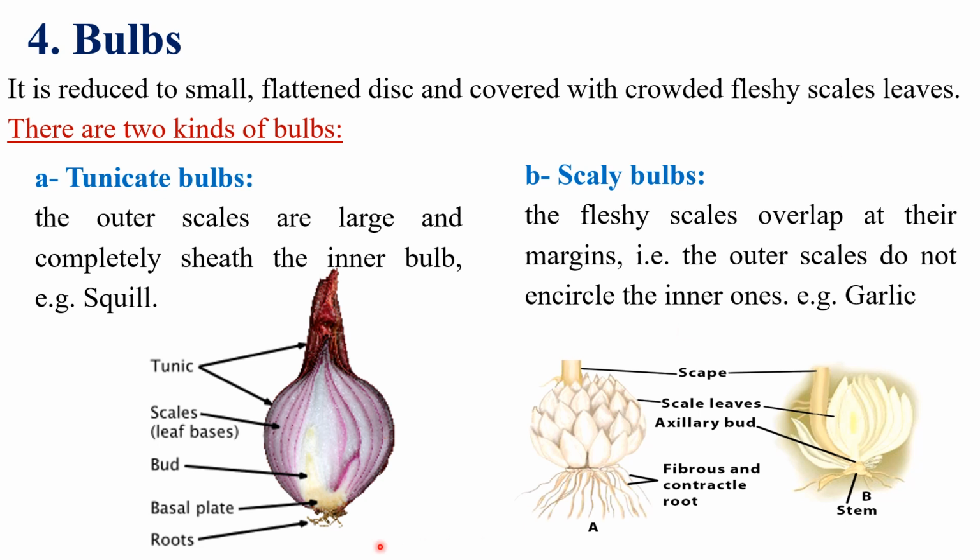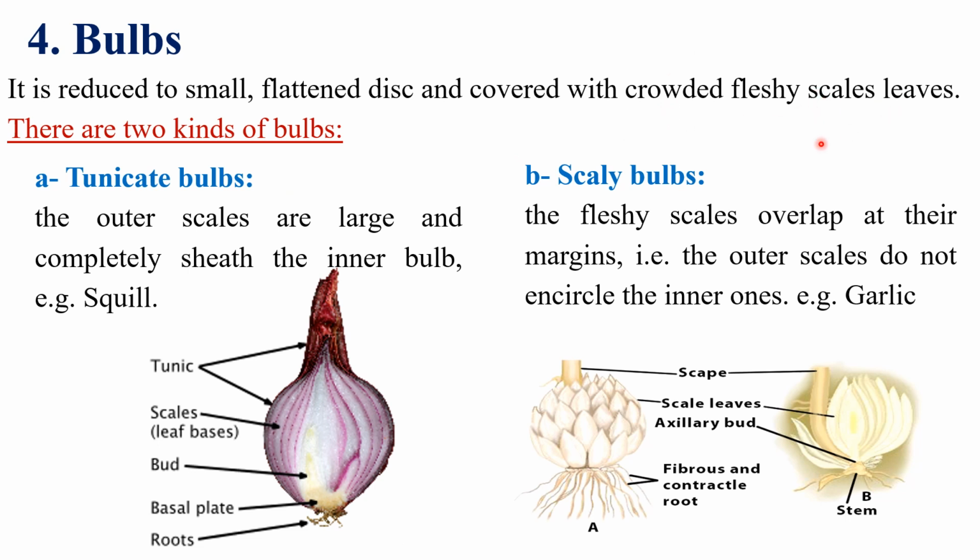This hard part with fibers or hairs that we cut with a knife and remove before eating or using garlic and onion in our cooking. This part actually is the subterranean stem. This compressed hard disc is a subterranean stem, and these fibers or hairs arising from it are the adventitious roots. So what we are eating is actually the scaly leaves present on the underground stem. So bulbs can be defined as a small flattened disc covered with crowded fleshy scaly leaves.